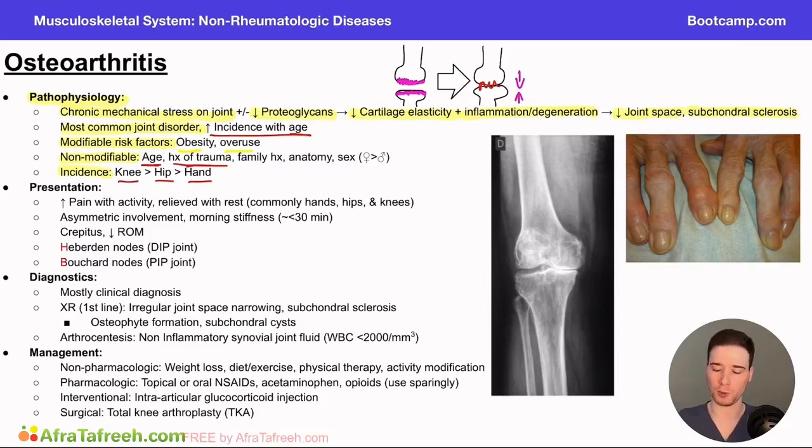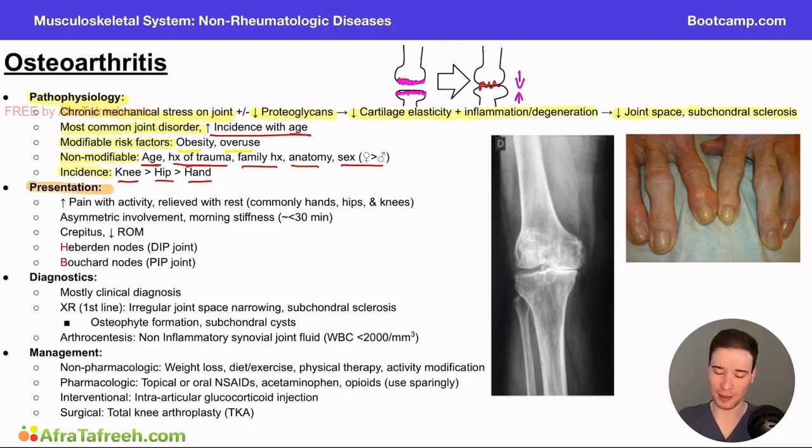We can also see an increased risk with family history, patient anatomy, right, depending on the angles of their knees, as well as sex. So females tend to have this disease occur more often. So we break them up into non-modifiable and modifiable. But when we talk about the presentation here, it doesn't matter what the reason is. The symptoms are going to be pretty similar amongst patients.